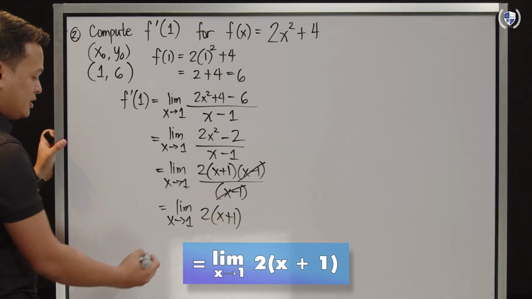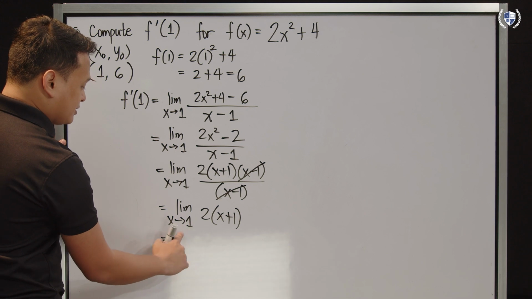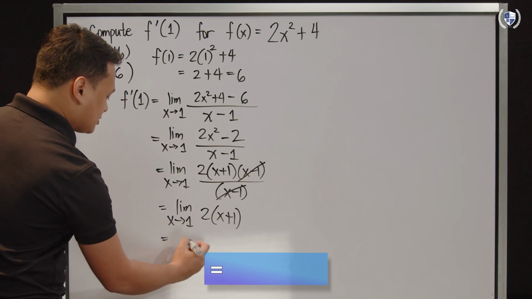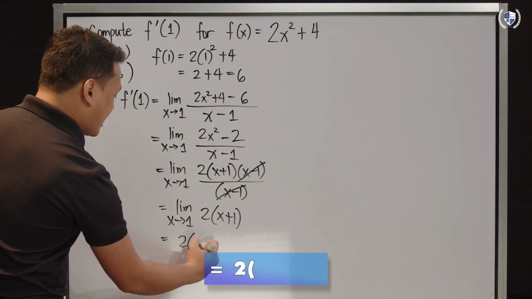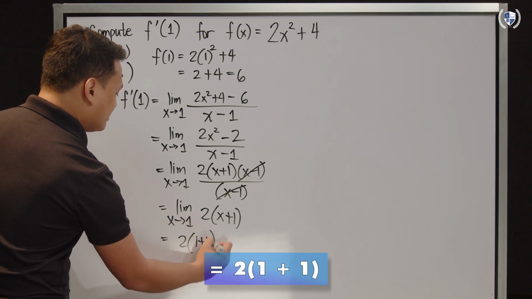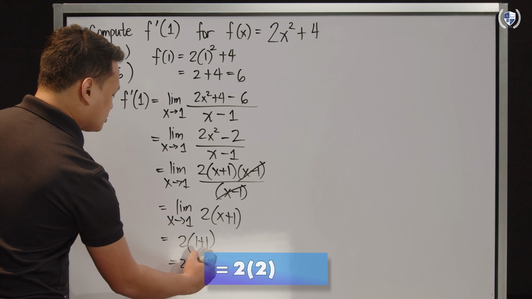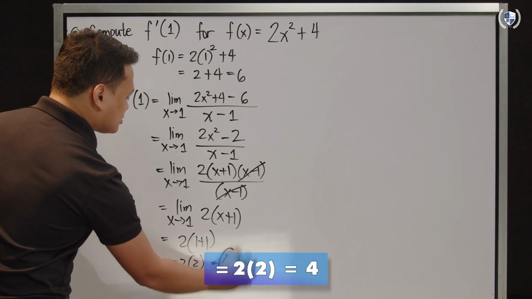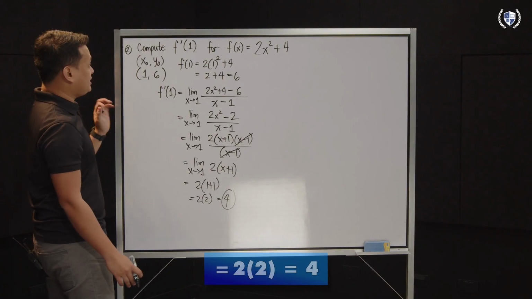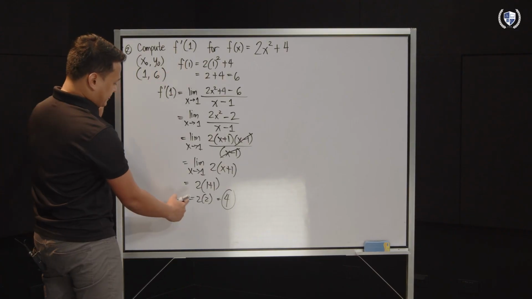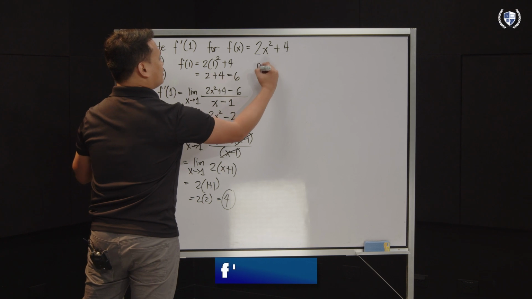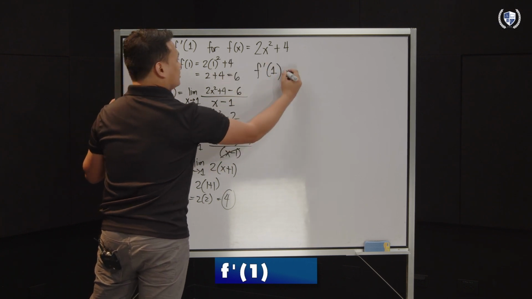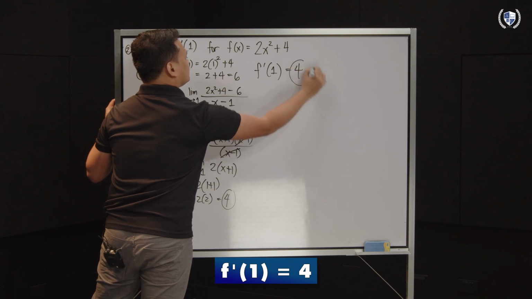Now, we can actually use the substitution method na to get the limit. So, substituting 1 doon sa x dito, we'll just get 2 times 1 plus 1. This is just 2 times 2. So, therefore, this is just equal to 4. Nasolve na ba natin yung problem natin? Yes. The value of f prime of 1, given na ito yung function natin, would be equal sa 4.